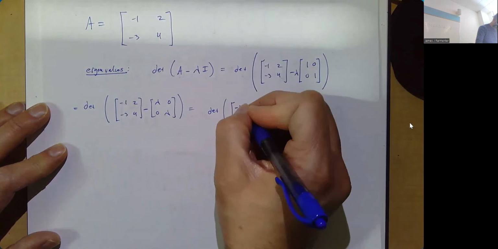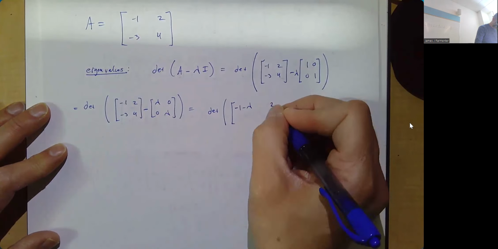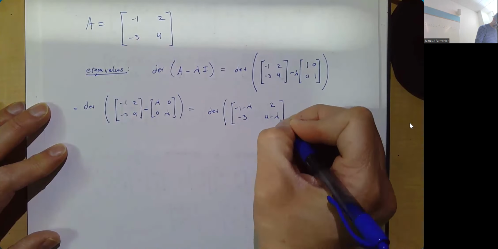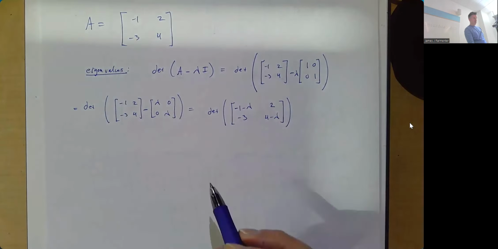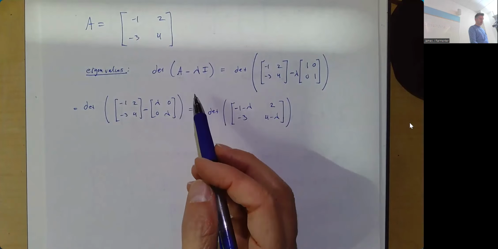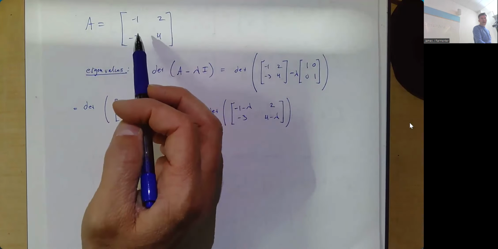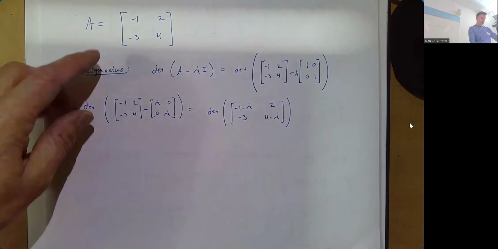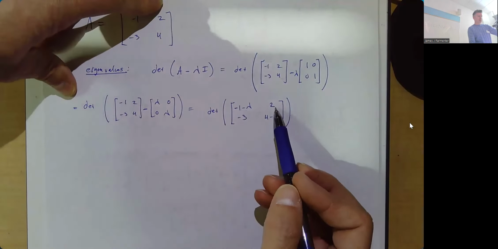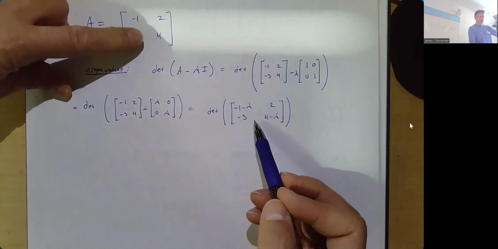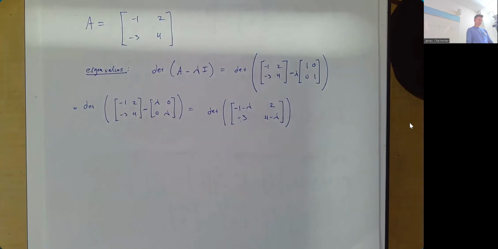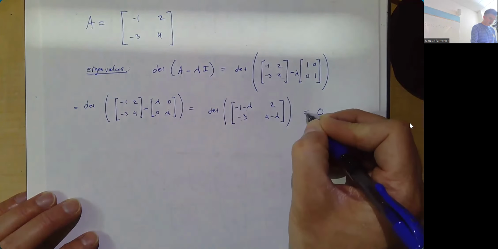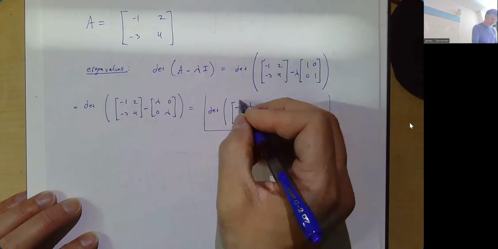-1 minus lambda, 2, -3, 4 minus lambda. So really what you should do after you write out determinant of A minus lambda I is jump straight to saying it's the same matrix A, but in the diagonal spots, you're going to subtract lambda. So -1 minus lambda, 2 stays as 2, -3 stays as -3, and 4 minus lambda. So you're going to set that determinant equal to 0. And then you're going to solve for lambda.